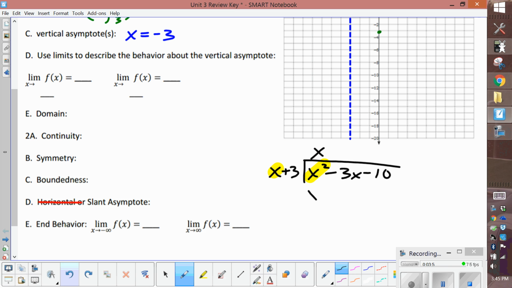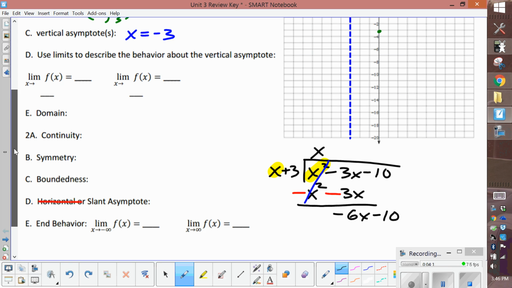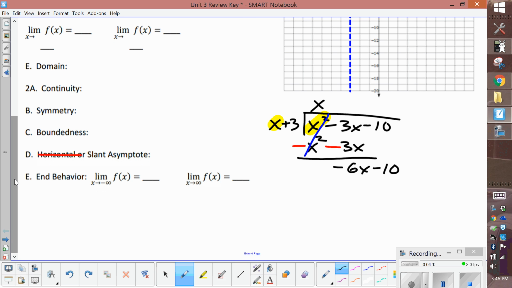And I get x squared, and I get a positive 3x. I put a line underneath it, and I need to subtract this whole line. And the way I do that is by changing both signs, negative and negative. This goes away. I get negative 6x minus 10. And again, what do I multiply that x by to turn it into negative 6x? And the answer is negative 6.